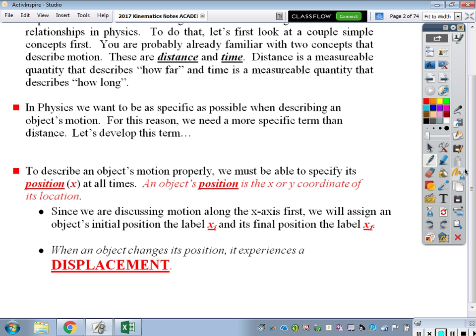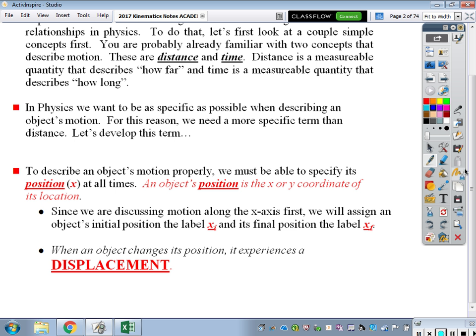Then we're going to move to where we have motion along a vertical axis. Then once we have a good understanding of that, we're going to combine both axes and have motions in two dimensions. Okay, but we are going to start with motion along the x-axis. So that's why an object's position right now is simply going to be labeled as x, because it's going to be a position along the x-axis.